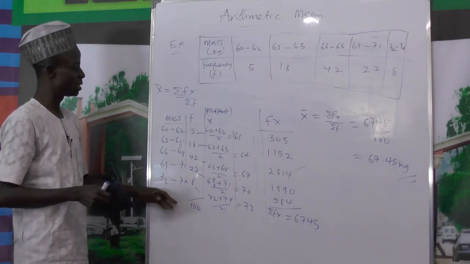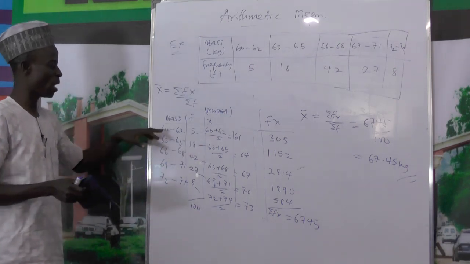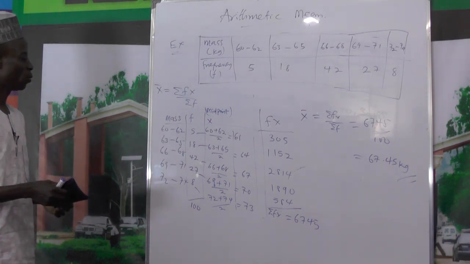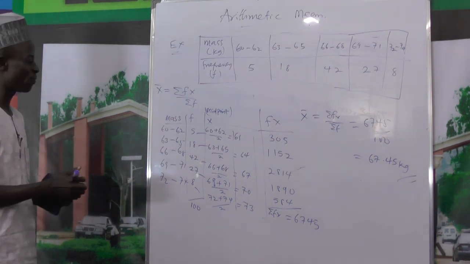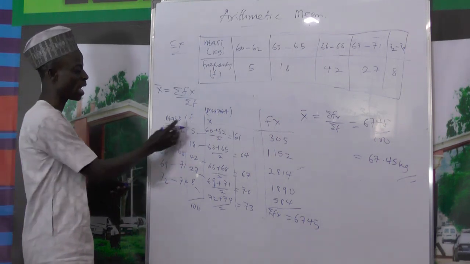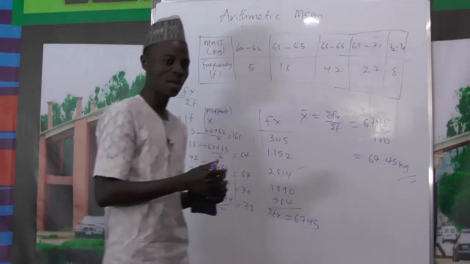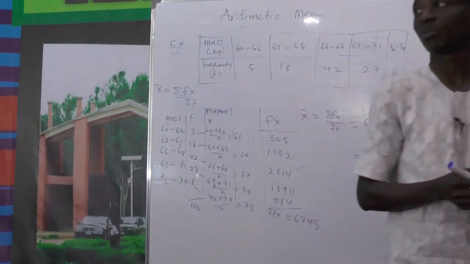So that is the example when we are having our data in class interval, unlike when we have the raw score of x and the frequency. So that makes it easier to get the arithmetic mean. So that is for arithmetic mean when we are having grouped data and when we are having ungrouped data.